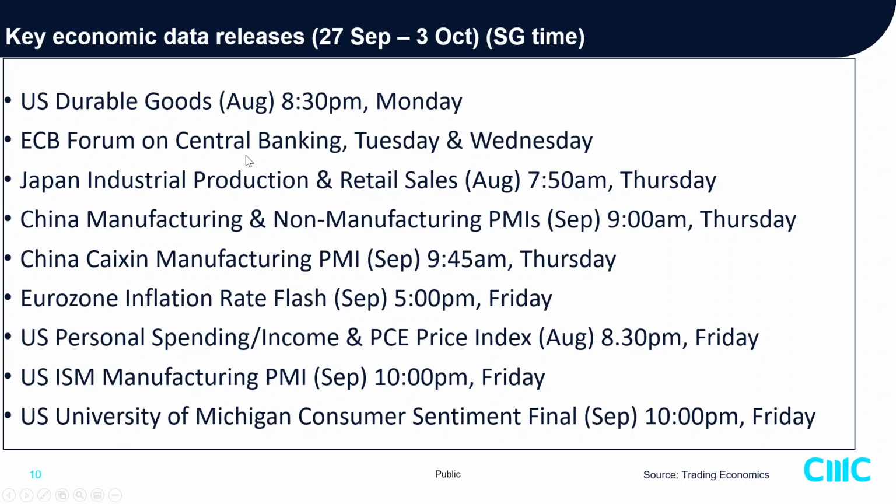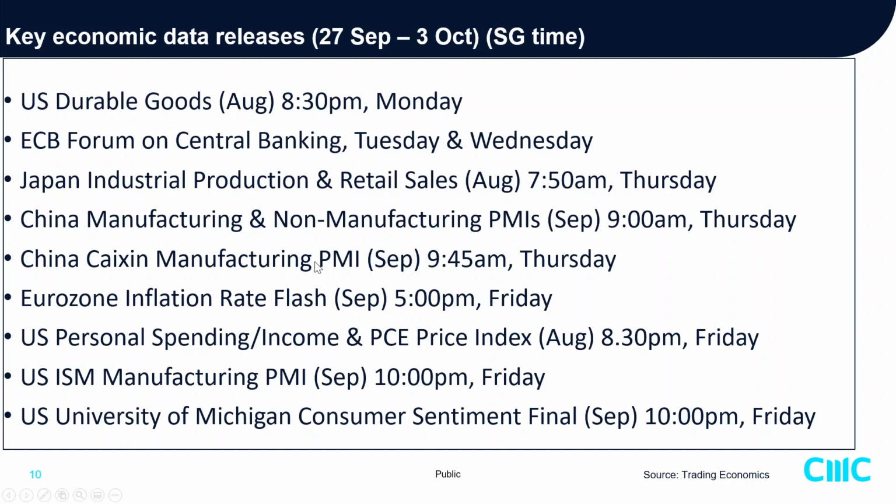Then you have Japanese industrial production on Thursday, and the biggest one, to see whether this peak growth narrative intensifies, will be the key manufacturing data as well as non-manufacturing data out of China. So you have the official manufacturing and non-manufacturing September PMIs at 9 a.m. Thursday.